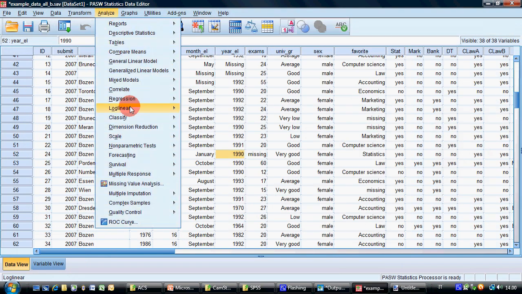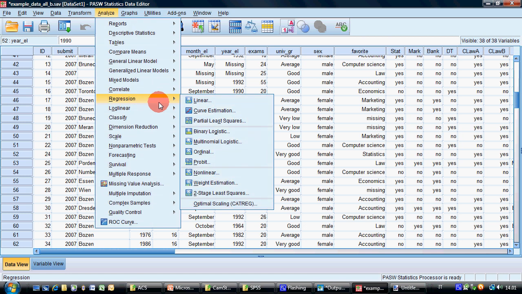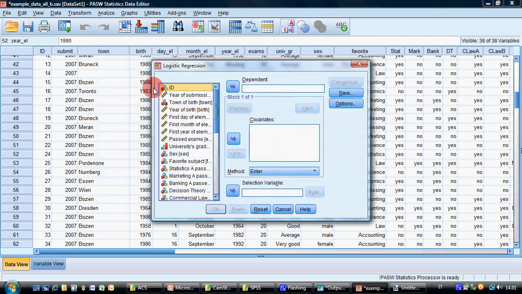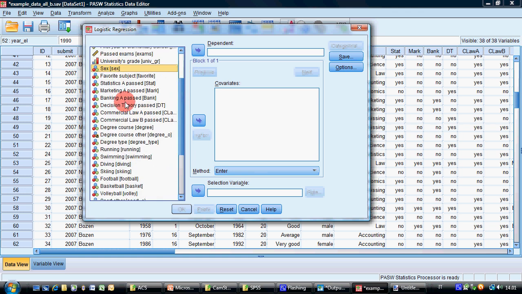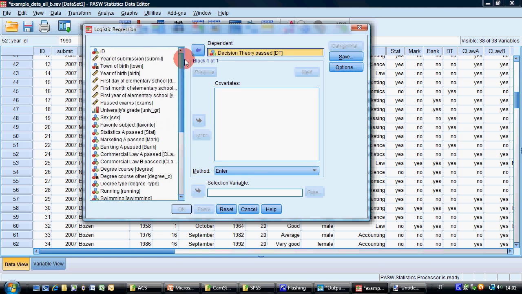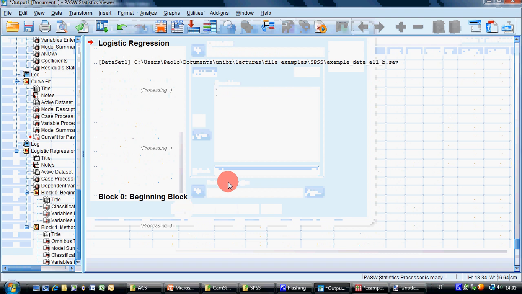It's here. Analyze, regression, binary logistic. You put the dependent, which must be a binary nominal. For example, well, trying to predict sex, it's not. Let's try to predict whether you have passed decision theory or not. So, have you passed decision theory or not, based on how many exams you have passed. So let's see whether the number of passed exams is a good indication of whether you have passed decision theory or not. Okay. Press OK.